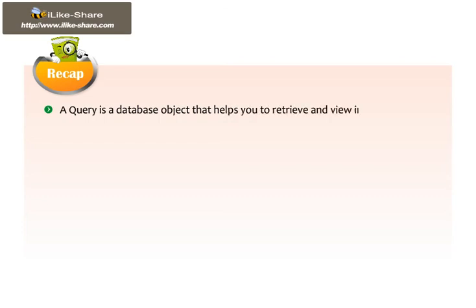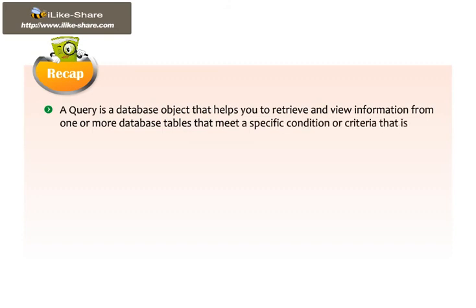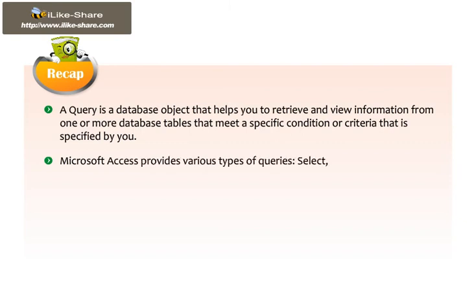Okay students, let us take a recap of this chapter. A query is a database object that helps you to retrieve and view information from one or more database tables that meet a specific condition or criteria that is specified by you. Microsoft Access provides various types of queries: select, parameter, crosstab, action, and SQL query.